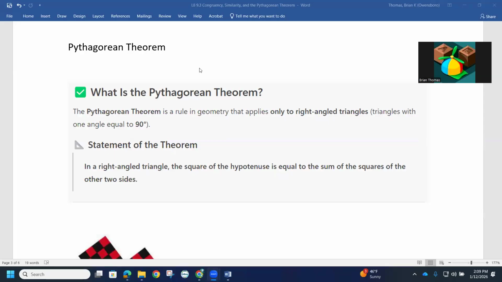So working with triangles, another type of math that involves triangles is what's called the Pythagorean theorem. So again, you may be familiar with the Pythagorean theorem. The Pythagorean theorem is a rule in geometry that applies only to right-angled triangles. So it is specific to what we call a right triangle. A right triangle is a triangle that has exactly one right angle in it, or one corner, if you will, a 90-degree angle.